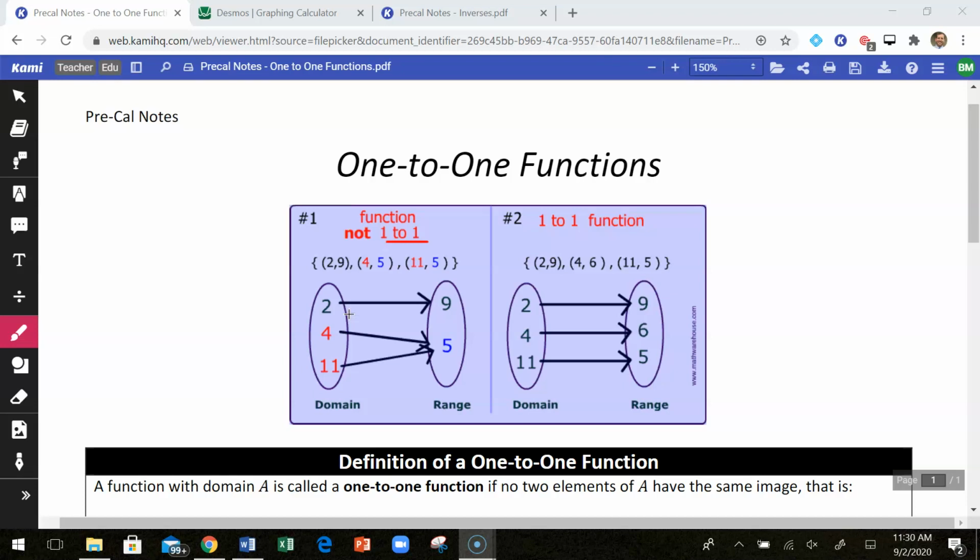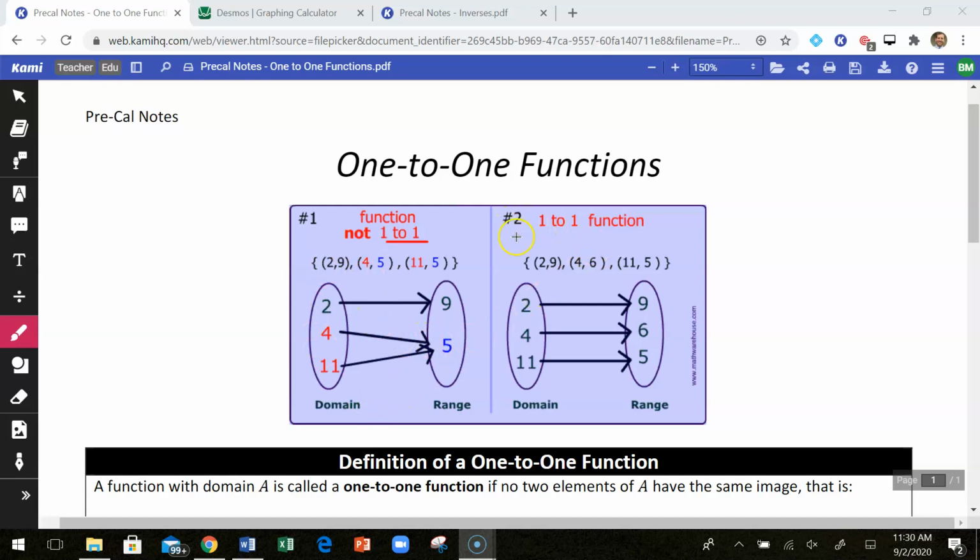Okay. Well, now if we wanted to talk about if that function, so we're going to assume we're passing the vertical line test, is a one-to-one function, that means that not only do the x's not repeat, but also the y's will not repeat as well. So example 1 here is not a one-to-one function because both 4 and 11 give me a y value of 5. Okay, so it's a function, but it's not one-to-one.